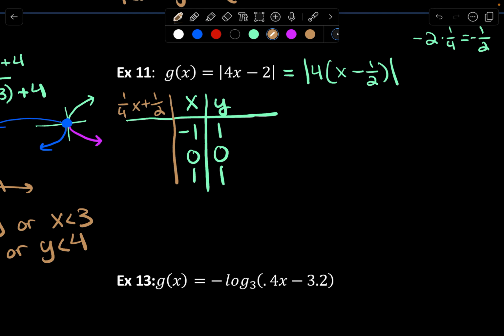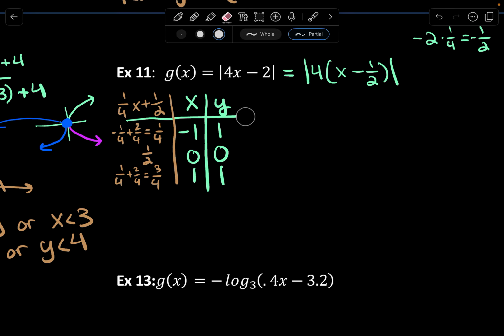All right, so if we plug in -1, we get -1/4. And then plus, I'm going to rewrite that as 2/4, so we end up with 1/4. Plug in 0, we get 1/2. Oh, I see why we changed it. These are really tiny values. And then when you plug in 1, you get 1/4 plus 2/4, which is equal to 3/4. And then we don't have any vertical transformations.